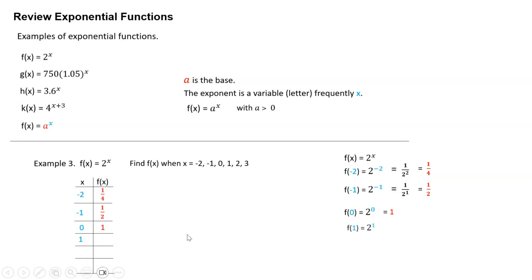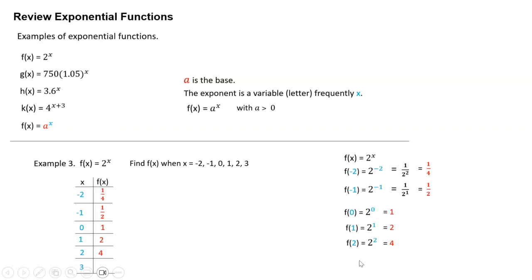Now let's try 1. We're going to evaluate f of 1, which means we're going to plug in 1 for the x's in the original function. 2 to the first power will give us 2. So when x is 1, my y is 2. Now let's evaluate f of 2. Again, we're going to plug in 2 for the x's in the original function. It's going to give us 2 squared, which is 4. So when x is 2, my y is 4.